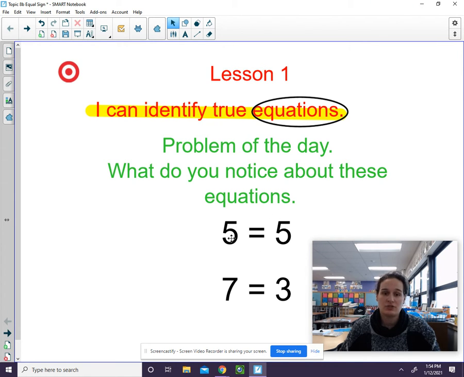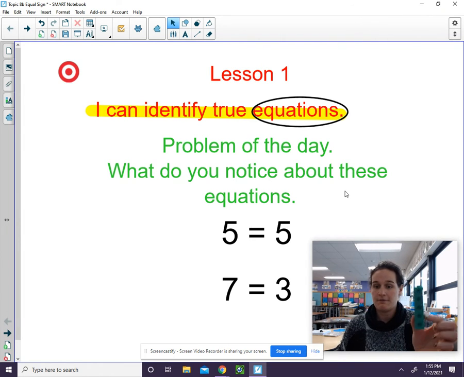An equation has two sides to it, and these two parts need to be equal for it to be true. So we're going to be taking a look at these type of equations today. What do you notice about these equations? Well, in this first one, I see that it says 5 equals 5. I'm going to think about that.